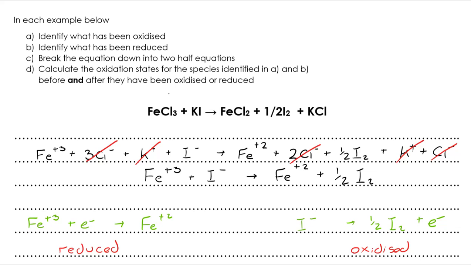The Fe3+ has been reduced to Fe2+. We know that for two different reasons. One, it's gained electrons, and two, we have reduced its oxidation state. Both of those tell us it's reduction. In the I minus, it's lost electrons. We know that because the electrons are on the right hand side of the equation. But we also see that we've increased the oxidation state. For both of those reasons, it's oxidation.